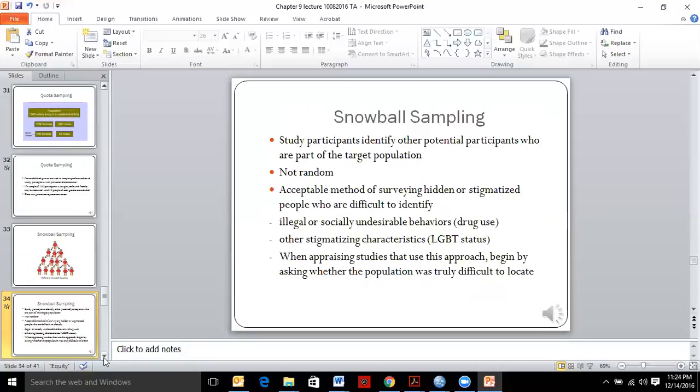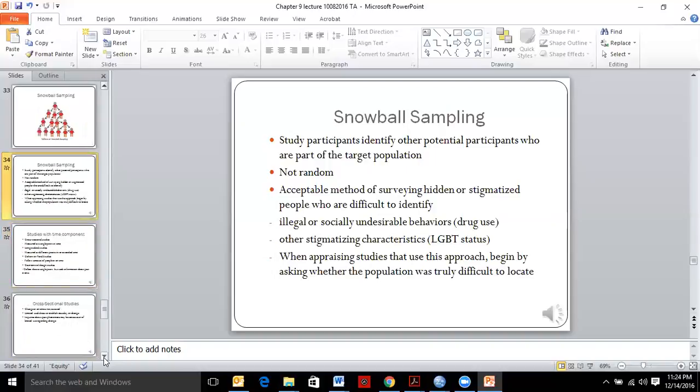The point here is that when we want to evaluate this type of sampling, when we want to talk about the results in a study that used snowball sampling, the author of that paper should explain that the population was very difficult to locate. That's why snowball sampling was used.